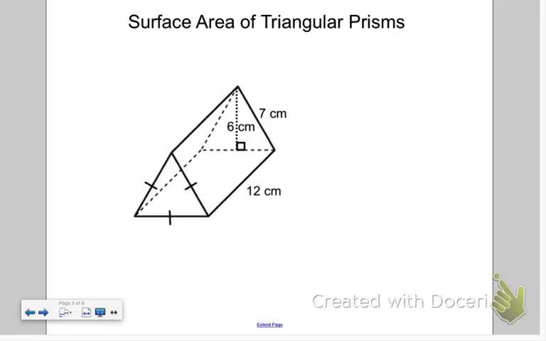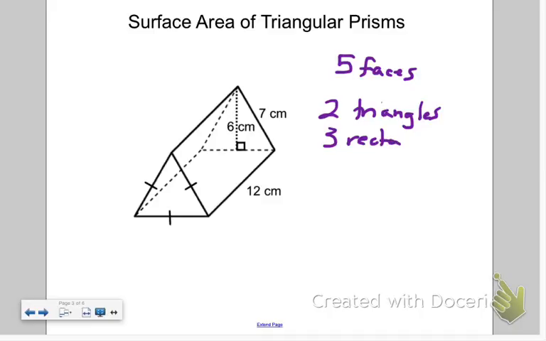Take a look at this triangular prism. Now, we don't really have a formula for triangular prisms, but we can use that idea of finding the area of each face and then adding them all up. Notice that we have 5 faces. We have 2 triangles, and we have 3 rectangles that go around those 2 triangles.